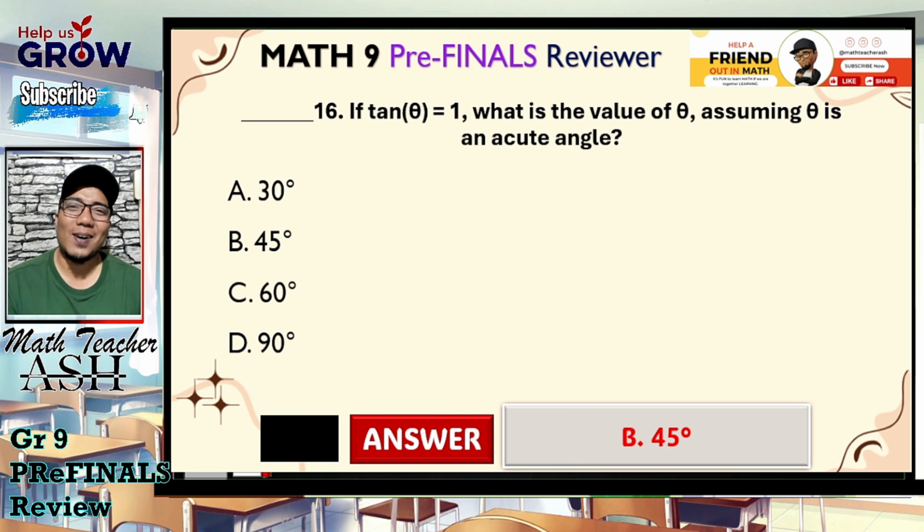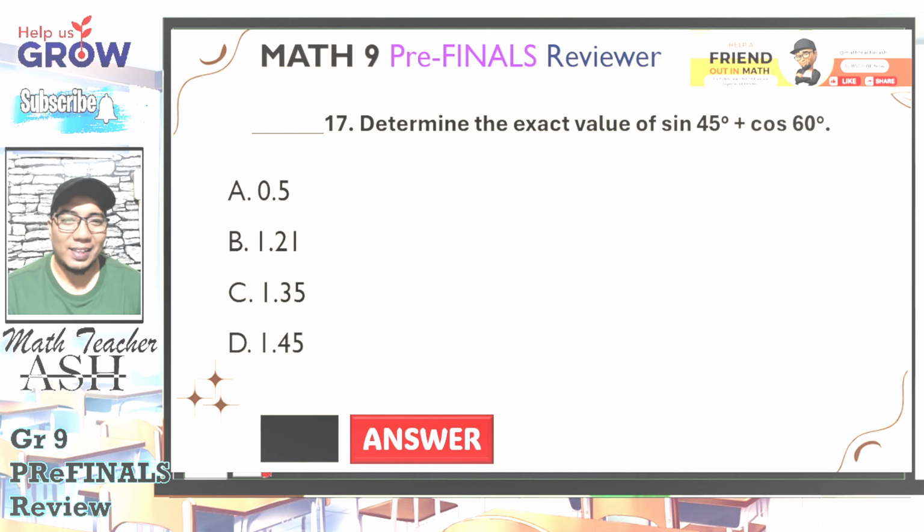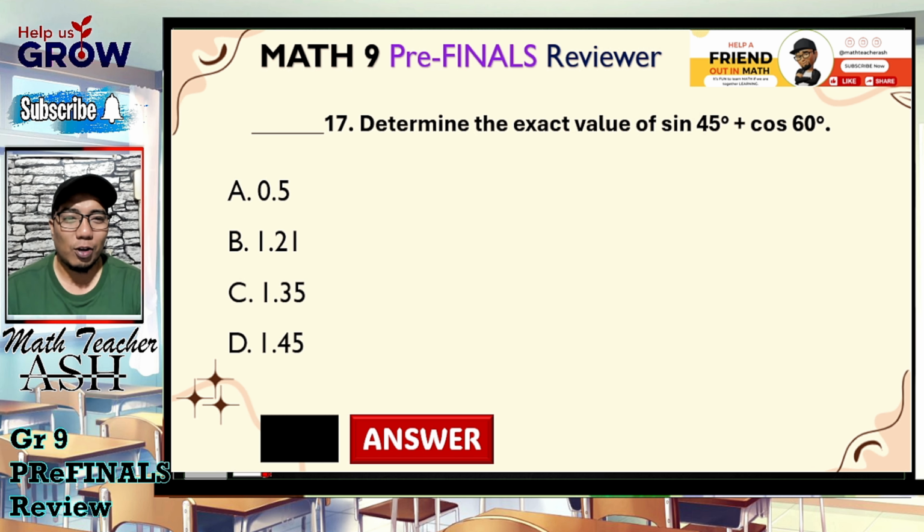Easy, right? So now let us go to question number 17. Determine the exact value of sine 45 plus cosine 60. Is it A, 0.5, B, 1.21, C, 1.35, or D, 1.45? I'll give you 5 seconds to think about your answer.